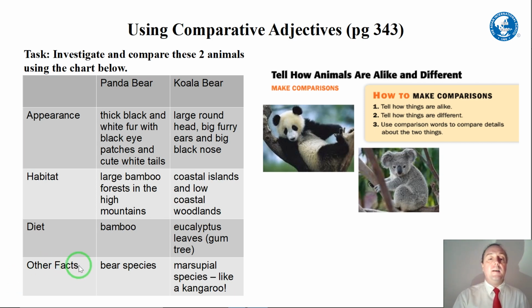And other important facts. A panda bear is a kind of bear. It's a species of bear. But, maybe you found this out, the koala bear is not actually a bear. It's what's called a marsupial species. Another kind of marsupial is a kangaroo. So they actually are not from the same species.